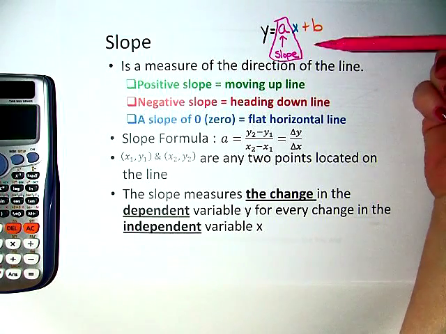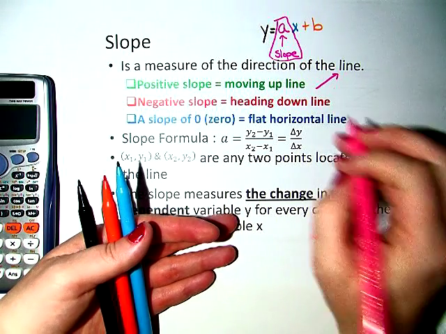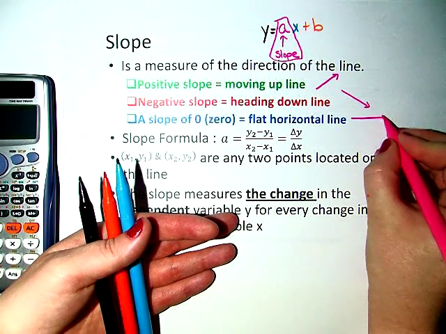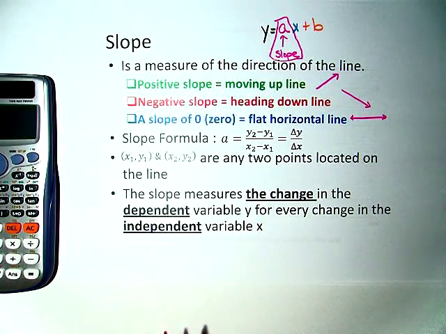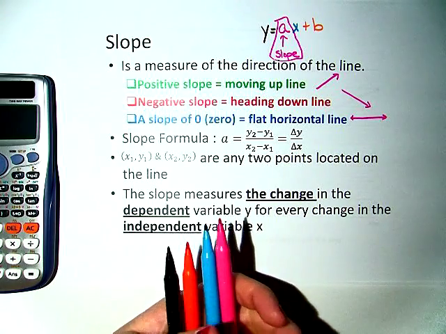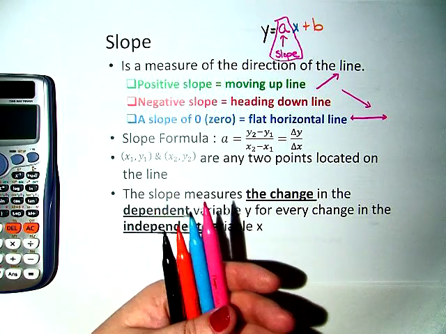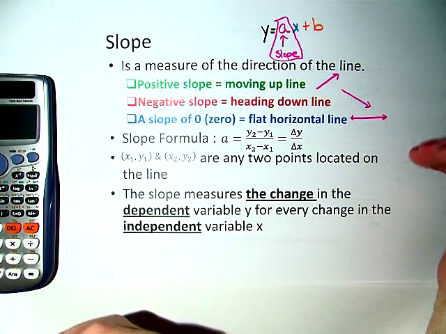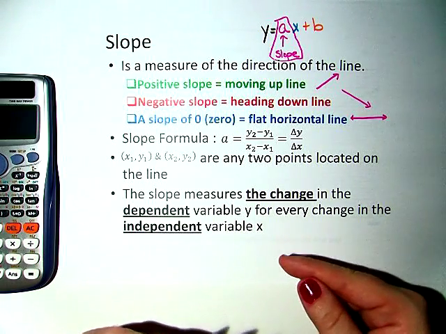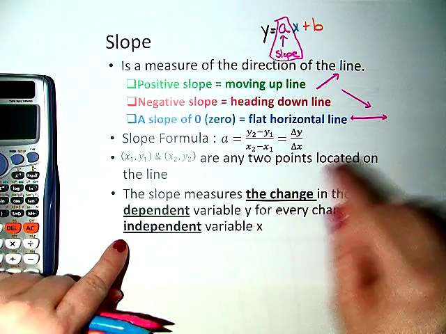So slope is a measure of the direction of the line. A positive slope is a slope that generally moves up. A negative slope is a slope that moves down, and a slope of 0 means that there is no change. The slope formula we'll be using is y2 minus y1 over x2 minus x1. So whenever you have 2 points on a line, you have a point x, y and another point x, y. You're looking for the amount of change between those 2 points. So once again, another way of phrasing slope is the rate of change, and you're measuring the rate of change between the dependent and the independent variable.